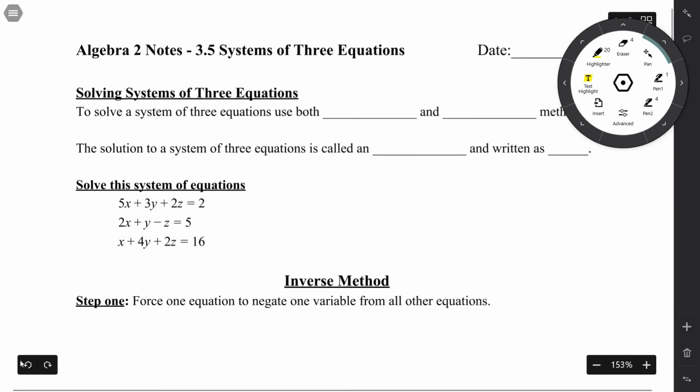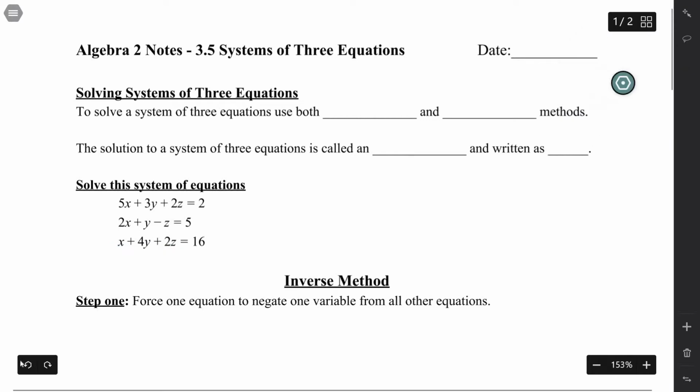First thing, systems of three equations. These are pretty much always going to have three variables in every equation. You will see a little bit later how you can have a system of equations with three variables, but not every variable represented in every equation. We'll still be able to solve those, so don't worry about that at all.